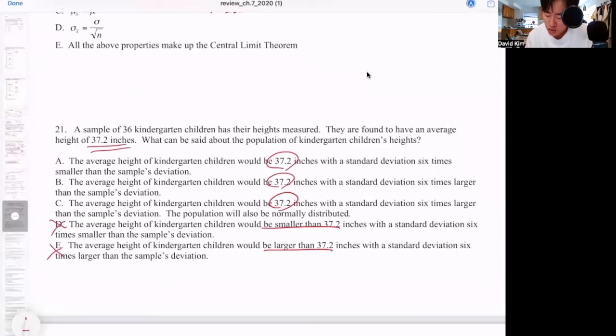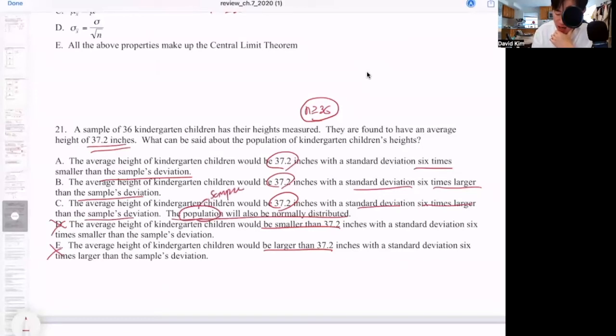The standard deviation is 6 times smaller than the sample standard deviation. The standard deviation is 6 times larger than the sample standard deviation. The population will also be normally distributed. So for this type of question, I have n greater than or equal to 36, so we can assume normality, I believe, because of the central limit theorem. Oh, I'm sorry. This is population, not sample.